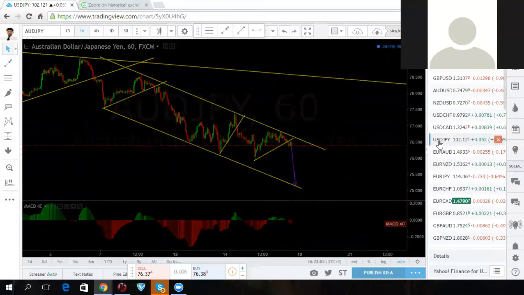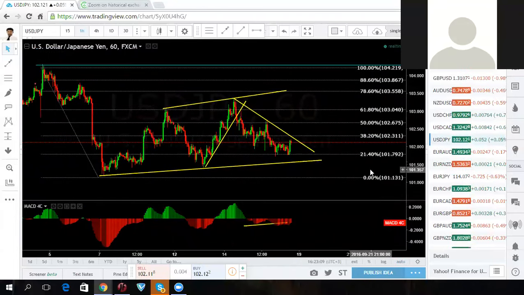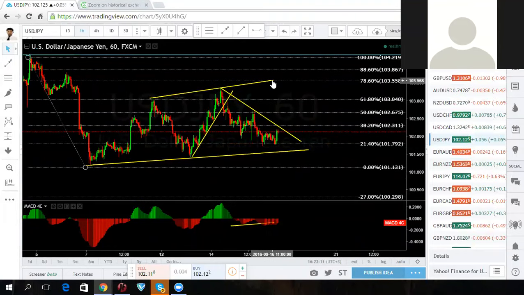Come back to where we were in the US yen. We're going to watch for a breakout here. It's either going to break out or it's going to make one more move back up to the top, and then we'll decide for a buy setup. We'll look for a buy setup.